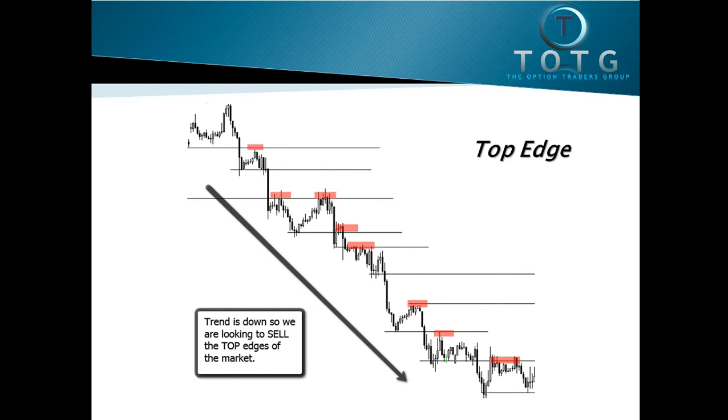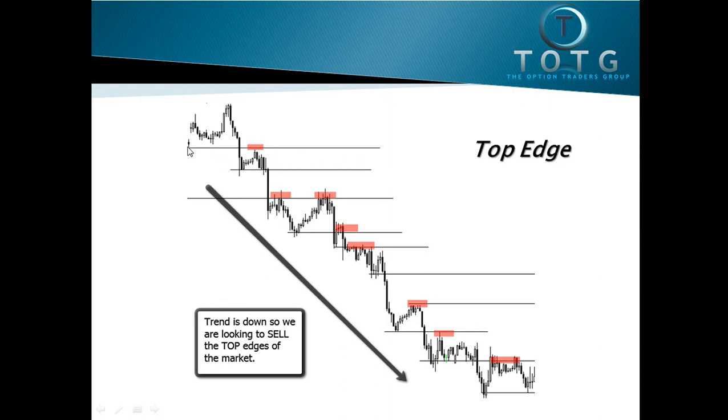And here's a good visual of what top edges look like. In this example, our trend is down, so we're looking to sell the top edges of the market. So what do I mean by top edges? You can see price has come down, right? And it bounced at this point, so you're going to draw a line right there. Sorry, let me back up a minute. Price had come right down to this level, creating a line here. So we put a line right there.